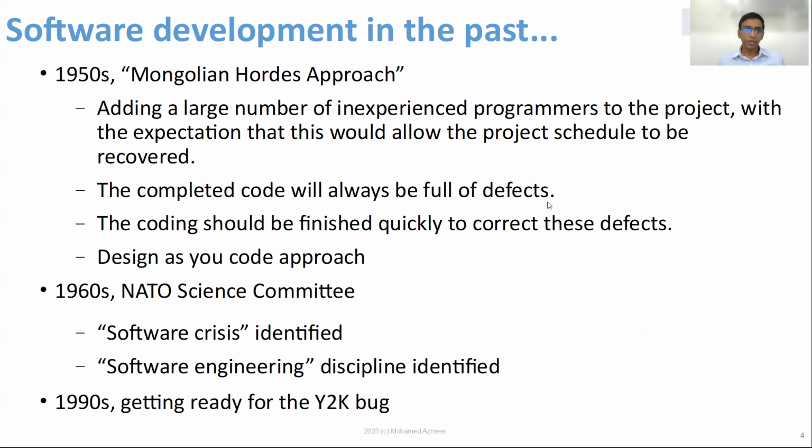Somehow it will get completed. But yeah, it might get completed, but the completed code will be full of defects. It will work today, it will break tomorrow, right? Some parts will work now, some parts will break later. So then we will be coding again to fix those bugs. So there is no end date for the project, right? Because there is no proper design or architecture level questions, nothing, you keep on coding as you think about the problem. So this is called the Mongolian hordes approach.